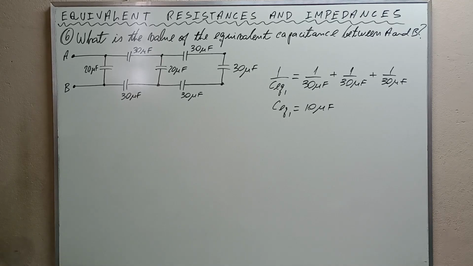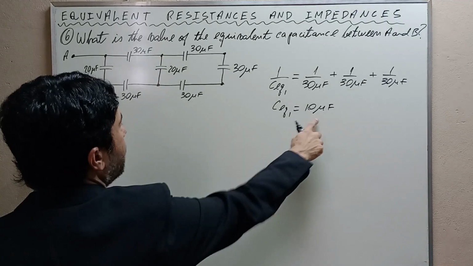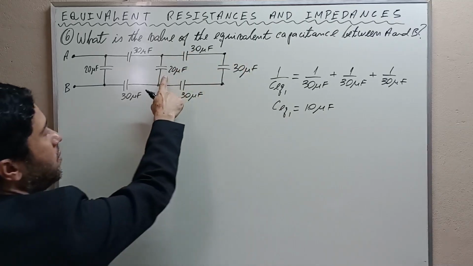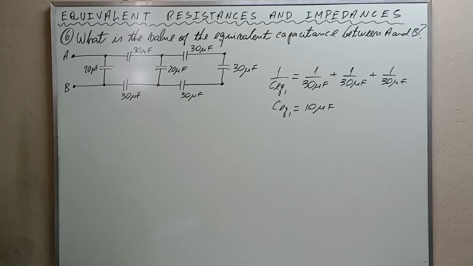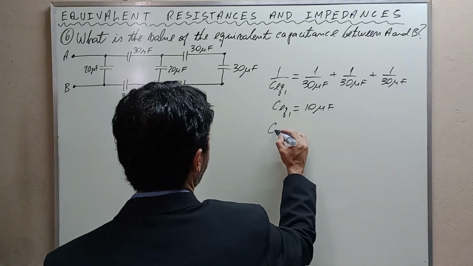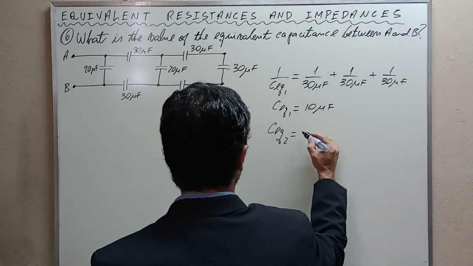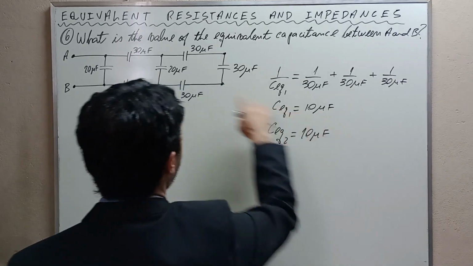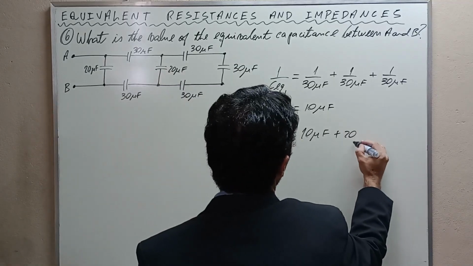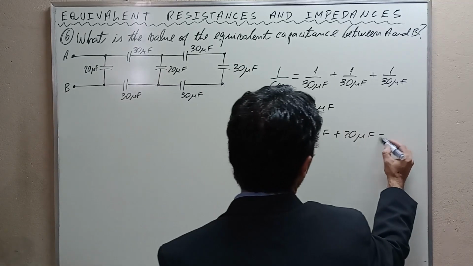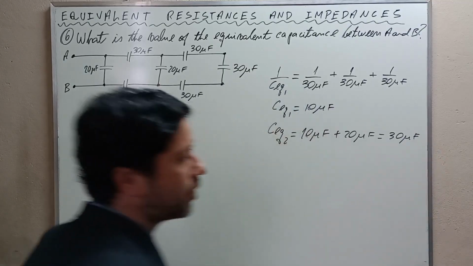Notice now that there are 2 capacitances in parallel. This resulting from the series combination between these and these, they are in parallel, but when calculating the parallel combination of 2 capacitances, we do the same as we do the series combination of resistances. Equivalent capacitance number 2 is 10 microfarad plus 20 microfarad, and this is 30 microfarad, okay?